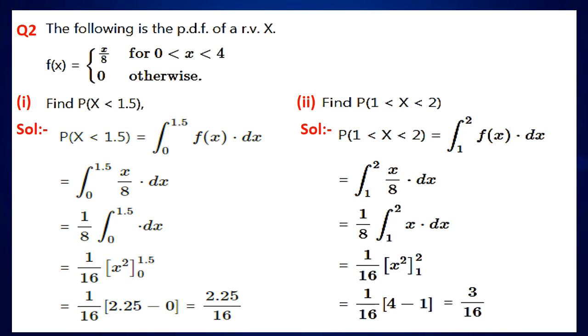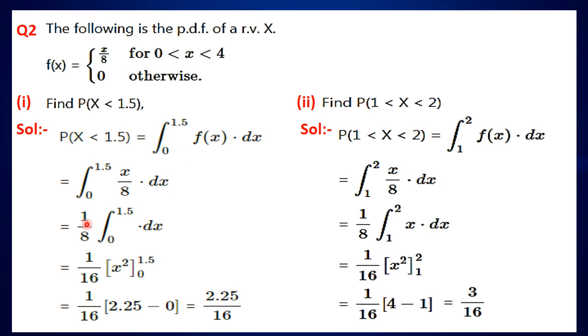Question number 2. The following is the PDF of a random variable x. f(x) is given as x upon 8 for 0 < x < 4 and 0 otherwise. That is, above 4 and below 0, the value of f(x) is 0. Now we have to find P(x < 1.5). X less than 1.5 means the upper limit is 1.5 and it starts from 0. So P(x < 1.5) is equal to the integral from 0 to 1.5 of f(x) dx, and f(x) is x upon 8 for this interval.